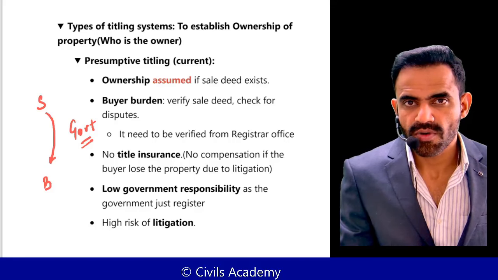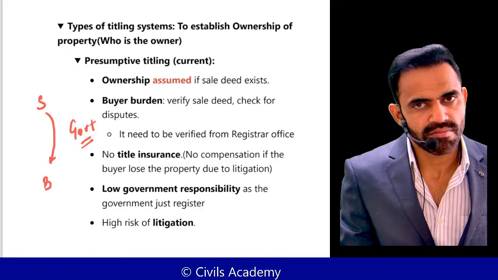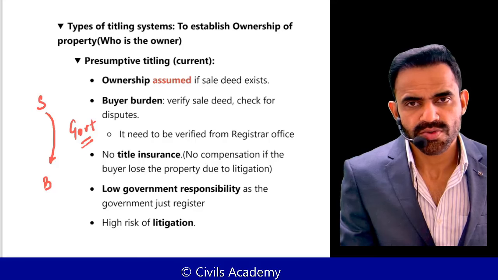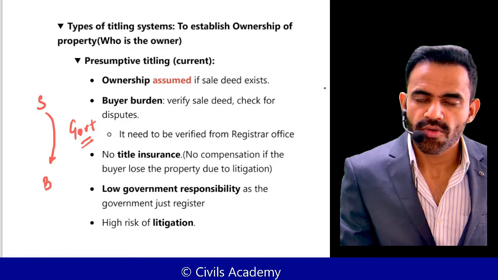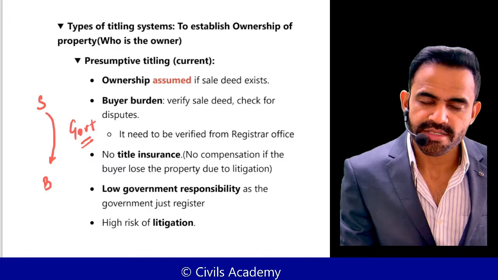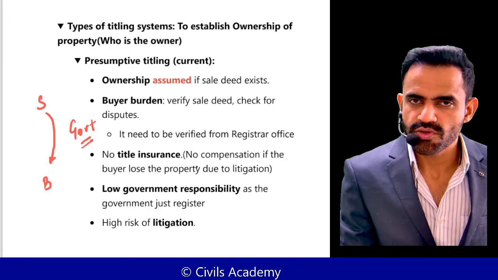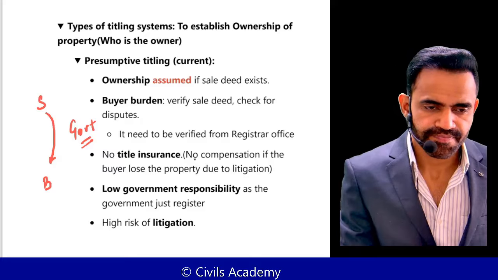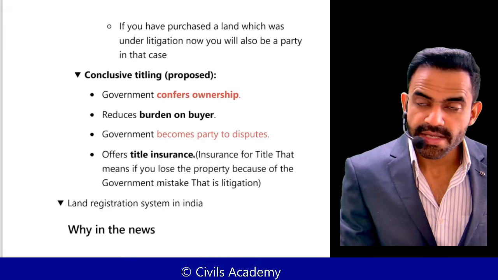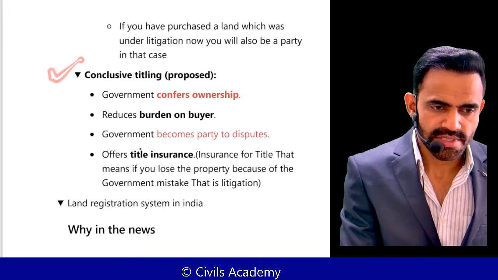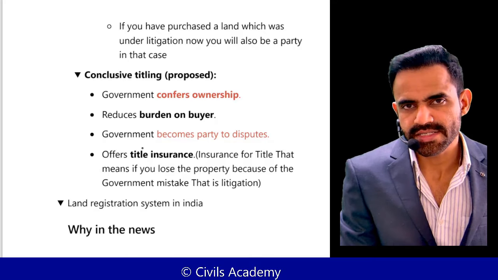But what if one partner turns out to be a fraud? Government is not going to take any responsibility in that case. Government will say, okay, you have done your marriage registration in our office, so we assume that you are married. That's it. Then there is another system which is referred to as the conclusive titling system.